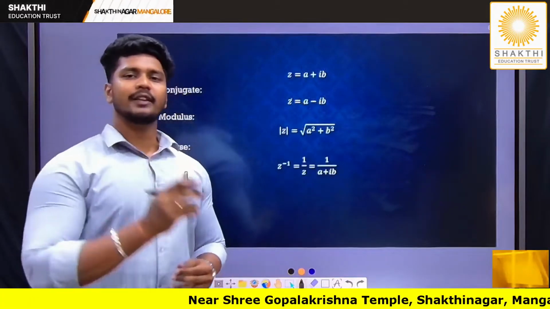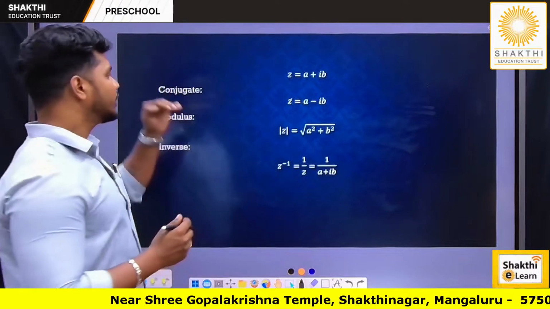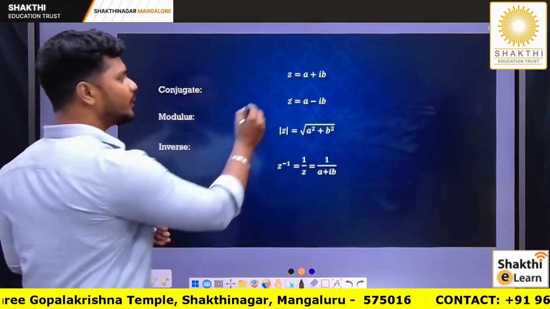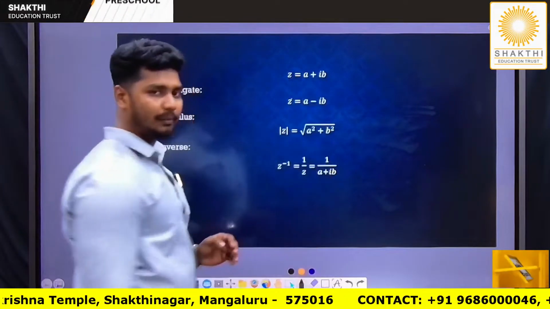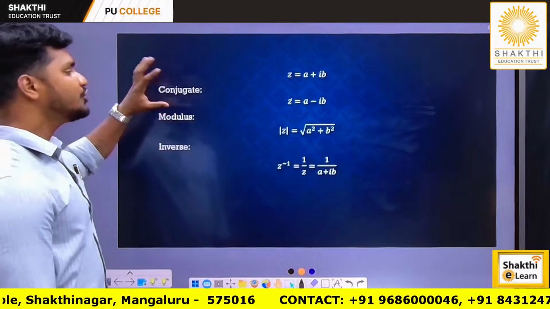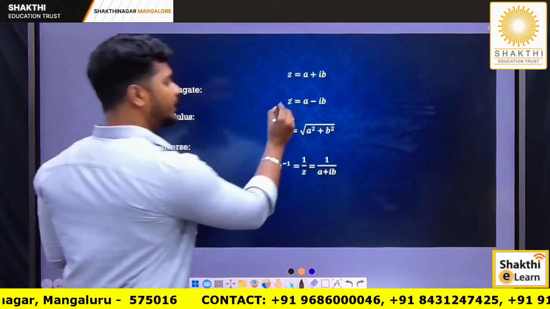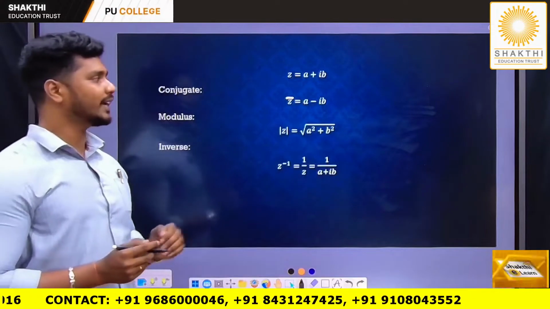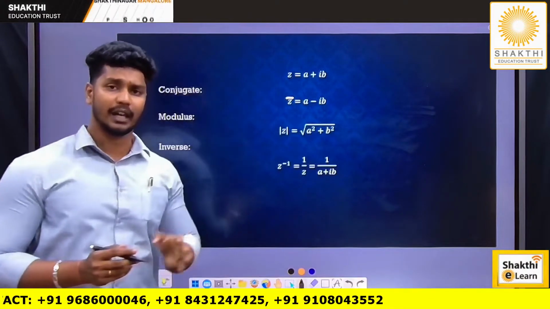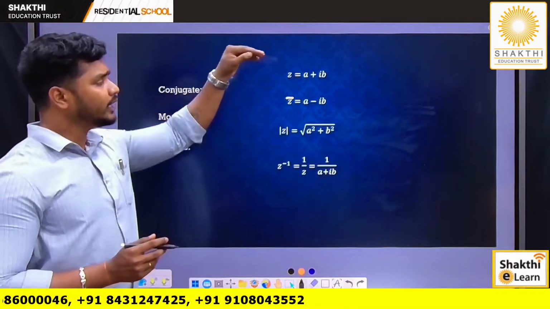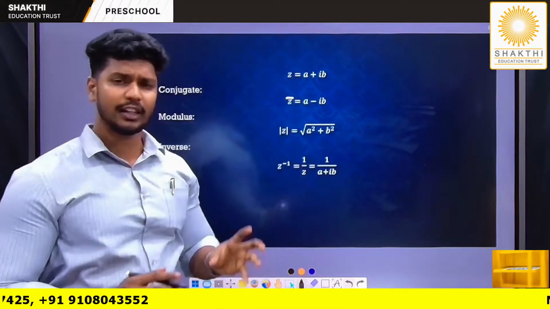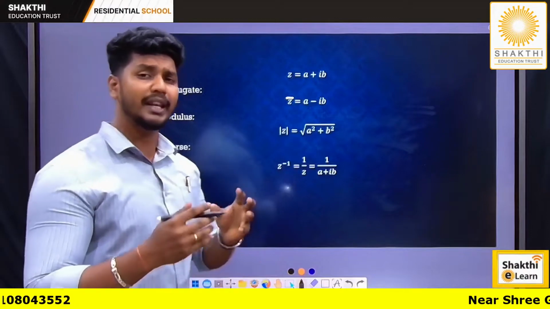The next thing that we have to keep in mind is about the conjugate, modulus and the inverse of the complex numbers. For the given complex number Z is equal to A plus IB, there is something called as a conjugate. The conjugate is denoted by Z bar, and Z bar is given as A minus IB for the complex number A plus IB. The sign of the imaginary part has to be changed, otherwise the imaginary part has to be negated.